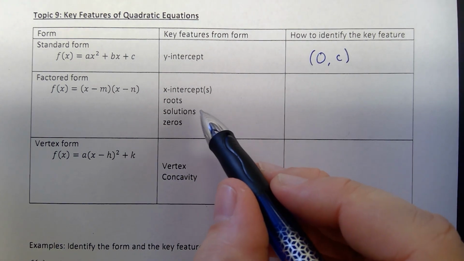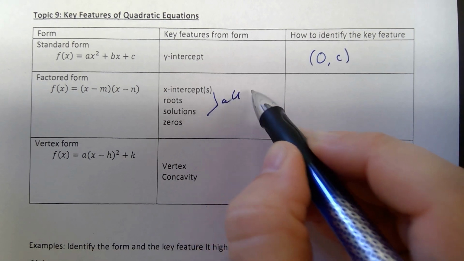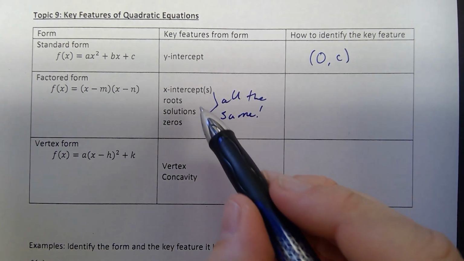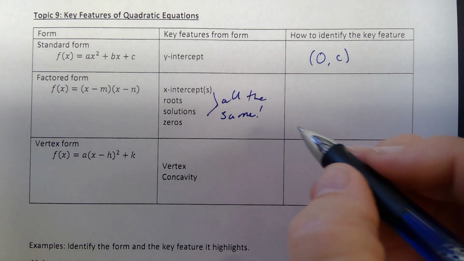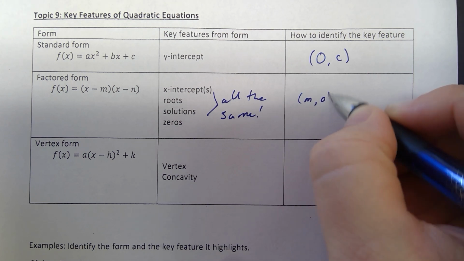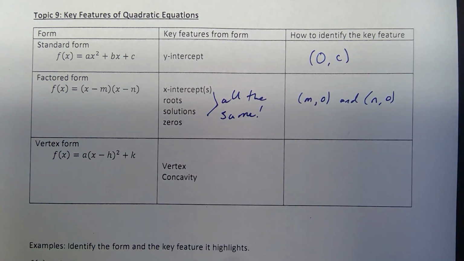We can find our x-intercepts, roots, solutions, zeros. These are all the same. Okay, these are just 4 different words for the same thing. So we need to know that those 4 words are all representing the same thing. How do we identify those? Those are x-intercepts, so it's going to be (m, 0) and (n, 0).